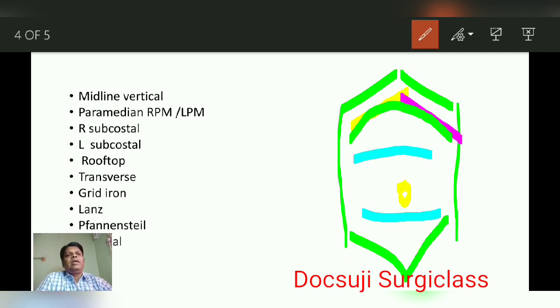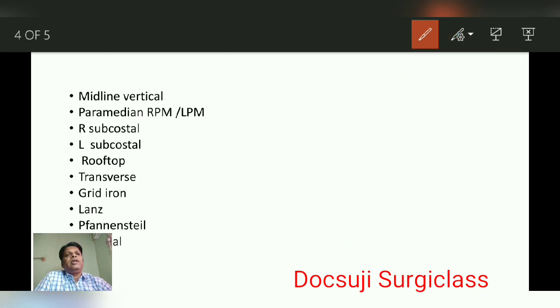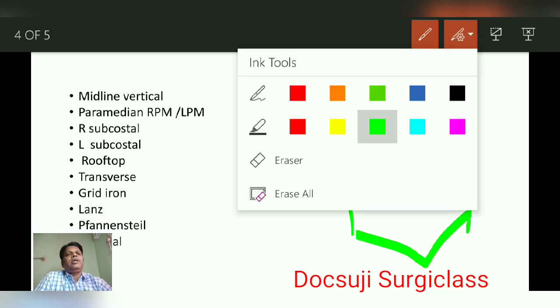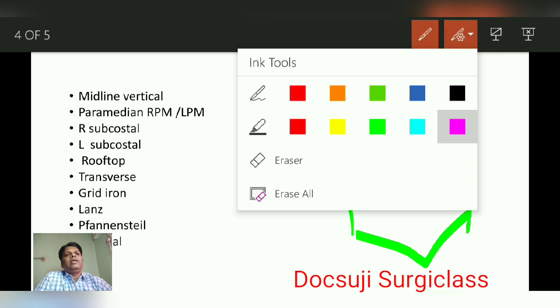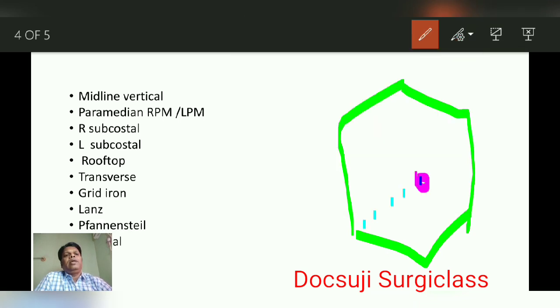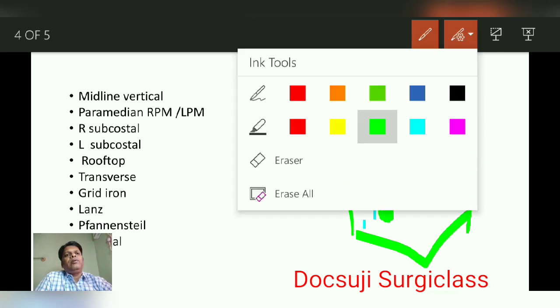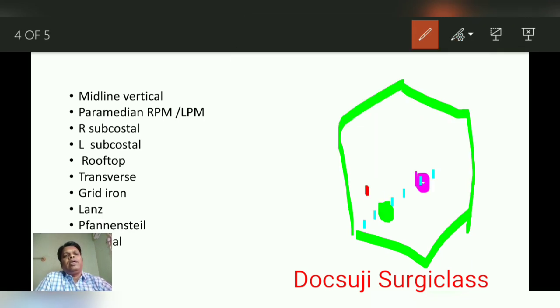The next one is the gridiron incision, commonly useful in appendicectomy. What is the gridiron incision? This is the umbilicus and this line is the spinoumbilical line. On that line, the junction of the medial two-thirds and lateral one-third is called McBurney's point. Perpendicular to McBurney's point you make an incision, called the gridiron incision.